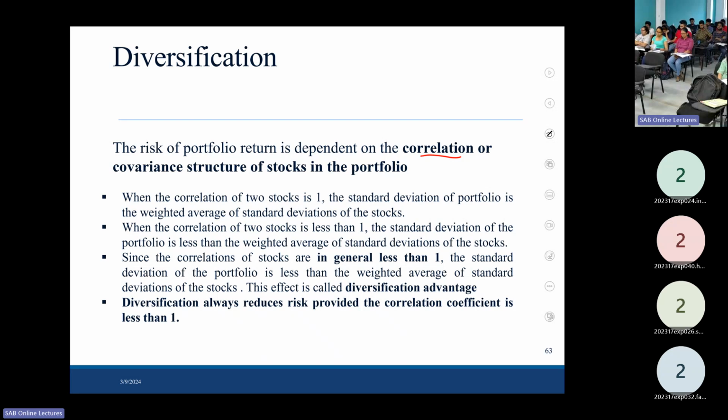Portfolio standard deviation depends on covariance and correlation. Like portfolio expected return is a weighted average, it is simply a weighted average. But the risk of the portfolio, or the variance or the standard deviation of the portfolio, is affected by these numbers: the covariance and correlation structure.